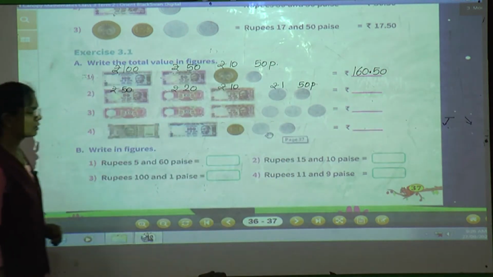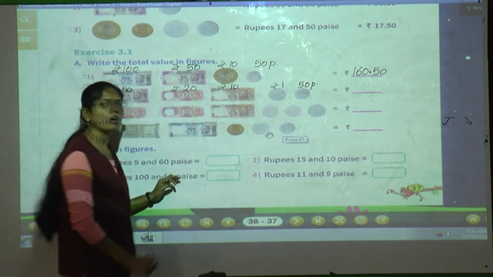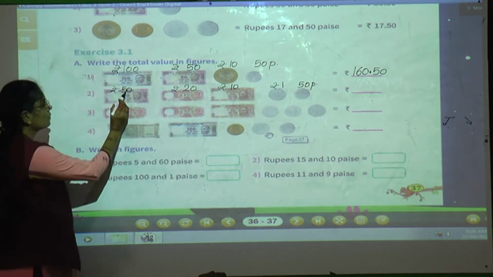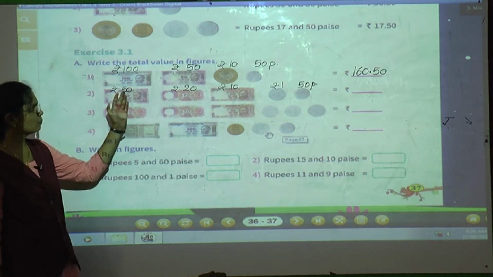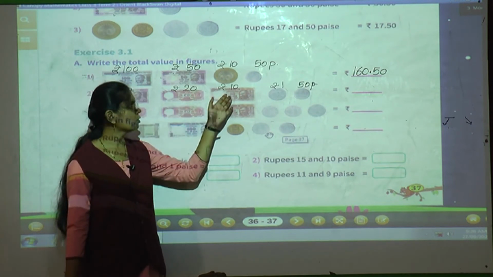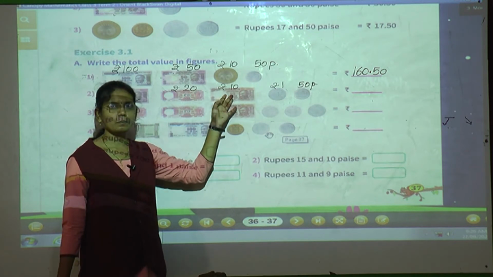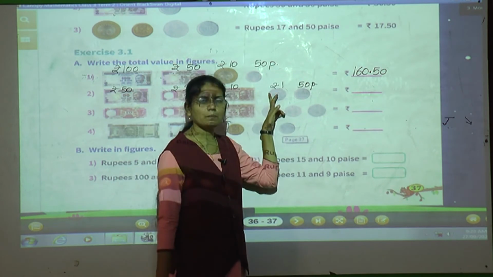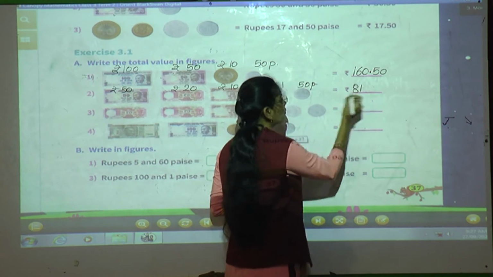Okay, now what you will do? First of all, you will add all the rupees all together. See here, 50 rupees plus 20, 50 plus 20. Yes, very easy it is. 50 plus 20, 70. Okay, again in that you have to add 10. 70 rupees plus 10 rupees, 80. 80 rupees plus 1 rupee, 81. So here we write 81 rupees.